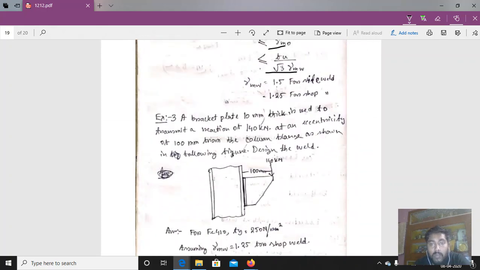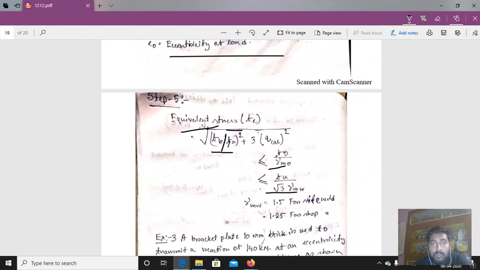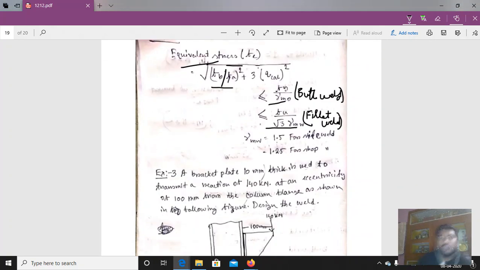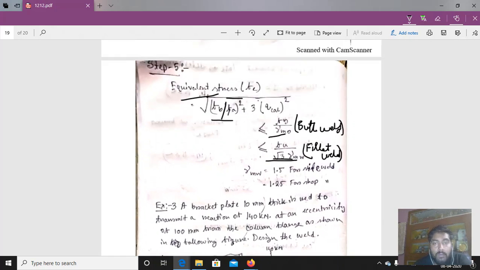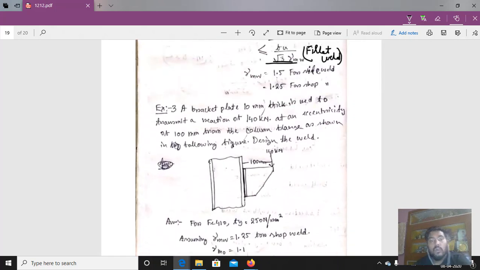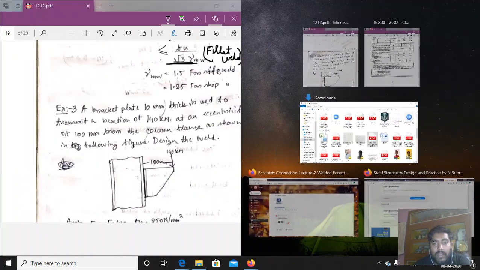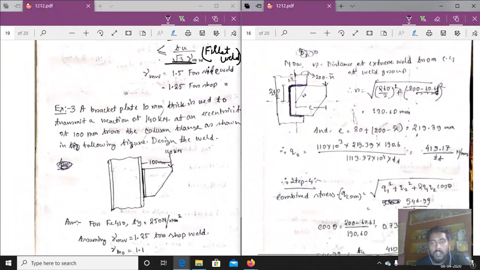Fy by gamma m0 and Fy by root 3 gamma m0. This is for butt weld and this is for fillet weld. This condition has to be satisfied, and from there the equivalent stress is calculated. Now coming to the math. Let us open another window for the design procedure.